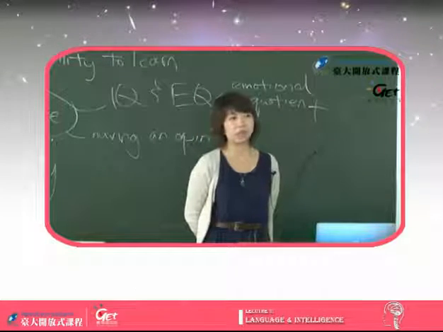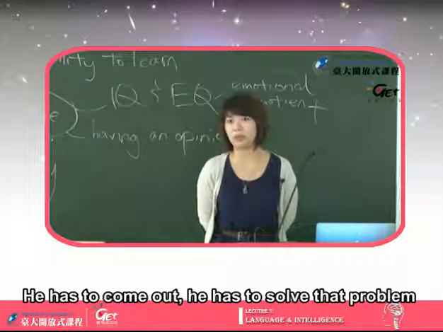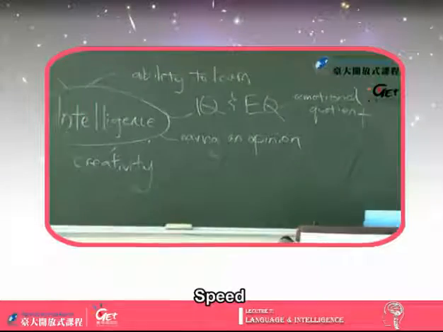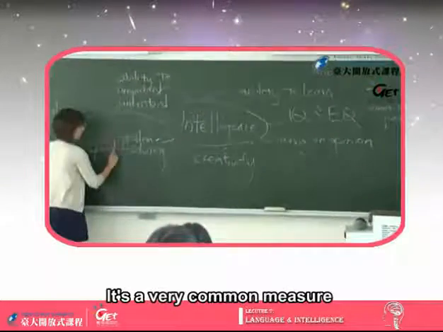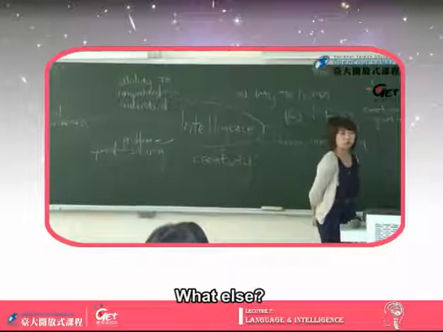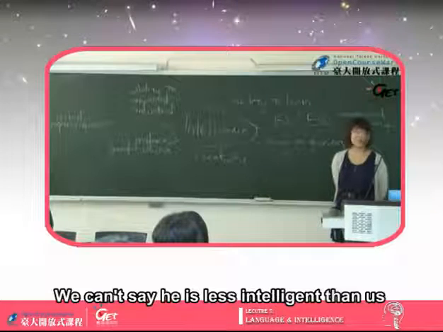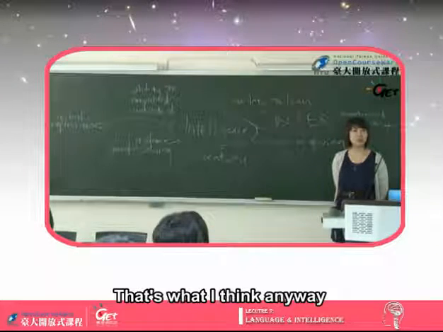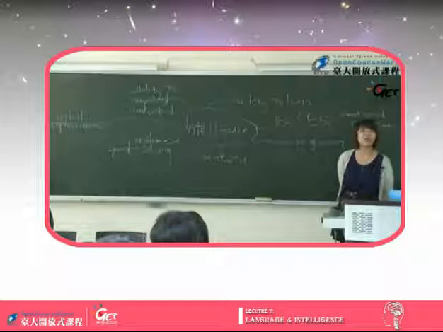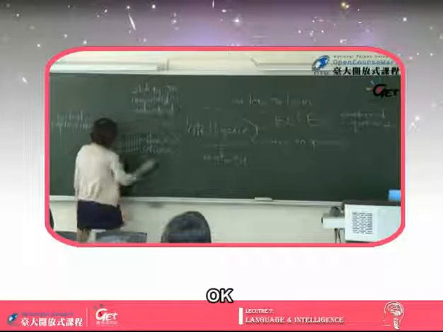Okay, problem solving. When he can't sell his chou tofu, finish selling chou tofu, he has to come up. He has to solve that problem. How fast is he able to solve that problem? Speed. A very common measure. What else? We can't say he's less intelligent than us. Well, that's what I think anyway. What else does he need? Yeah. In some ways, to see when there is a problem. To see the problem. Okay.